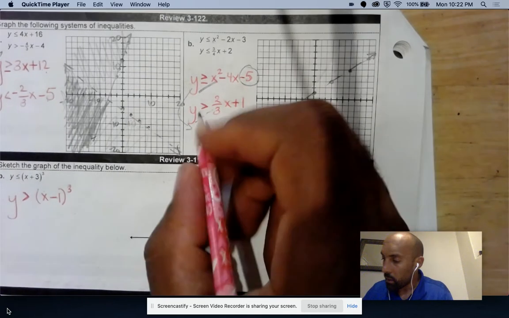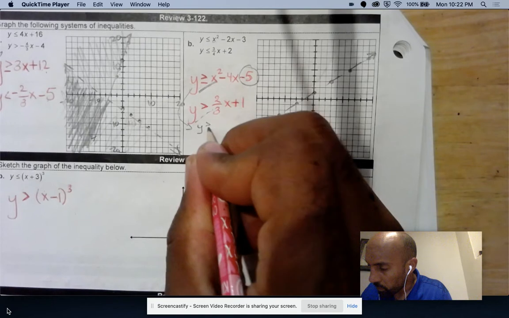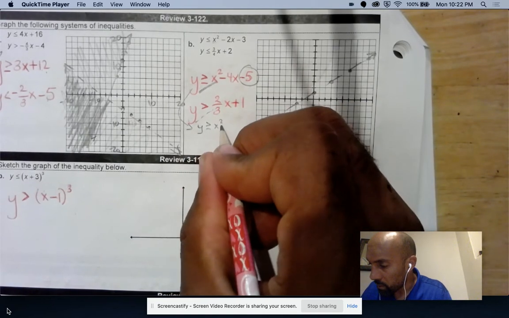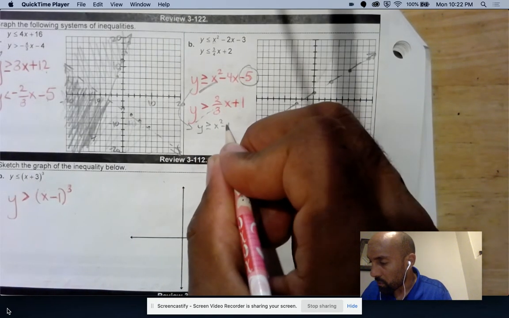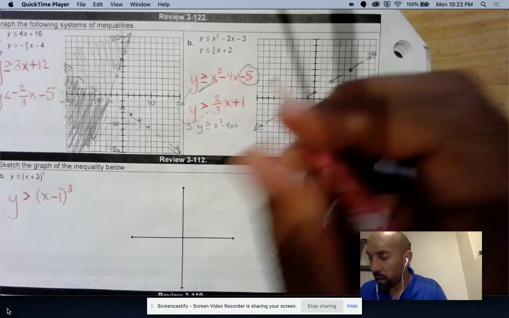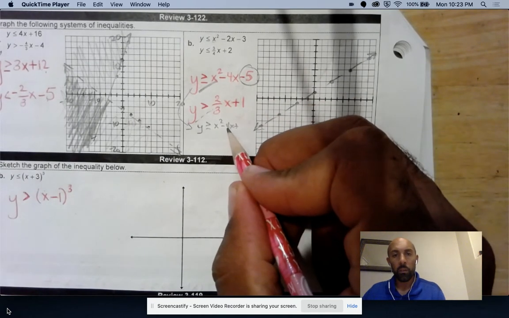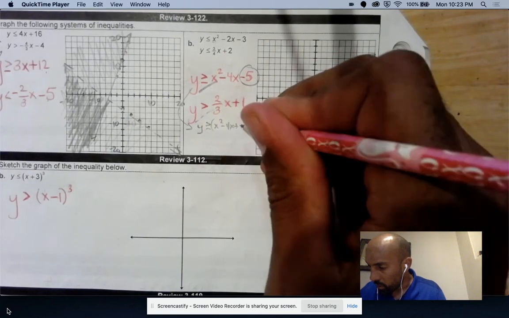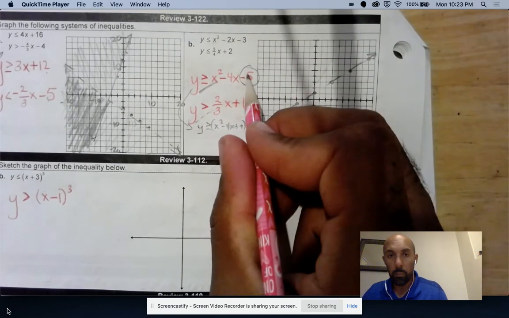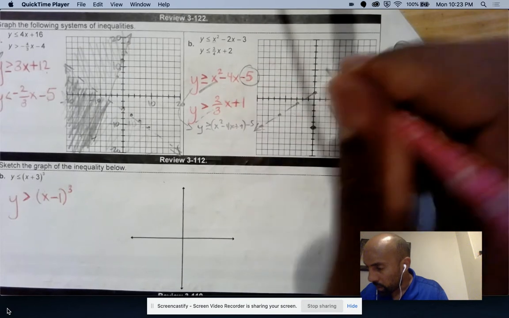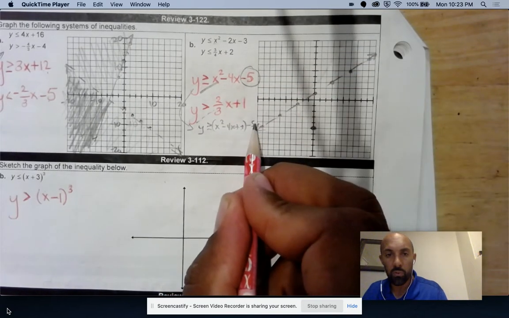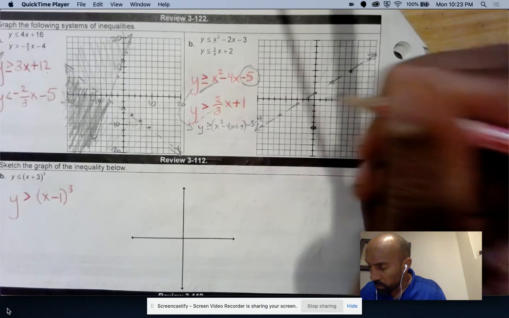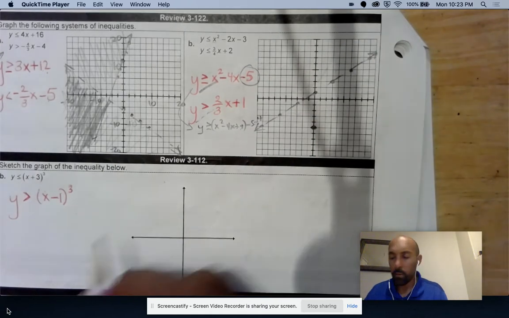So here I have y is greater than x squared minus 4x minus 5. And remember, I'm going to complete the square by dividing this by 2 and then squaring it. So that'll be 4. And I put that part in parentheses. And I keep that negative 5 outside. Remember, whatever you add here, you also subtract to this number. So that'd be negative 5 minus 4.